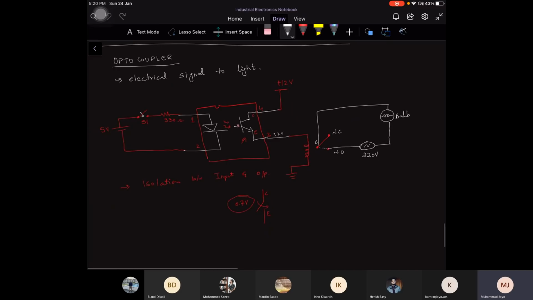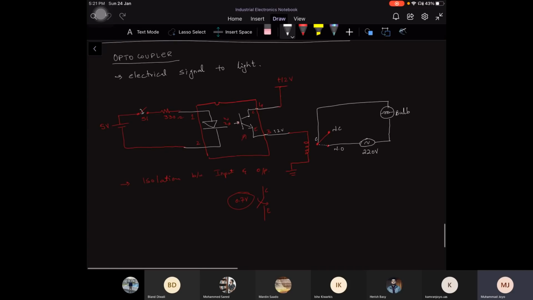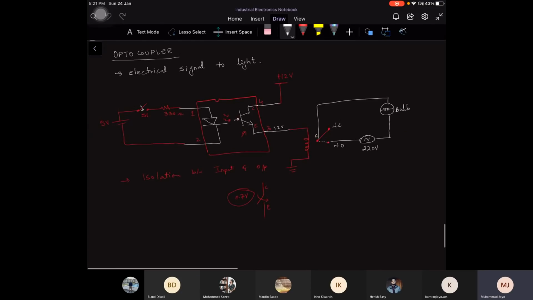And what is the advantage? The advantage is that we can translate lower voltage input or lower current input to a higher one. I hope you can get the idea of it.